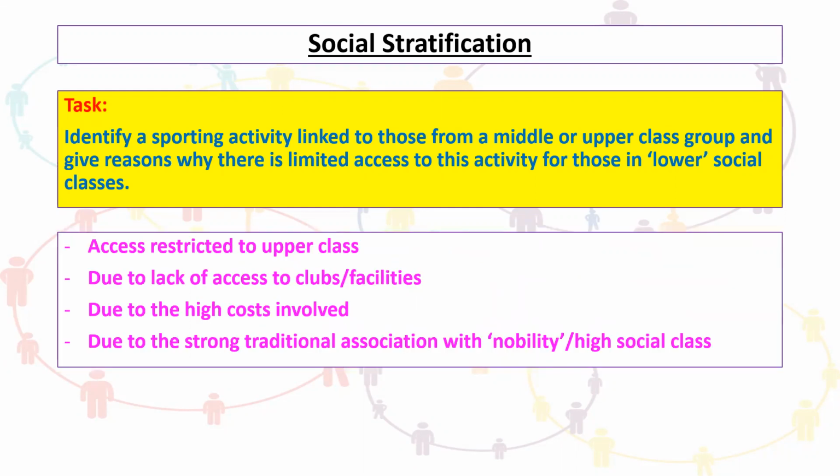Okay, and you should have, amongst other things, this sort of thing. So it's about access being restricted to the upper class, largely to do with finances and money. It's a lack of access to particular clubs and facilities. So whether it's golf clubs, tennis clubs, the membership involved there is quite prohibitive. You have to have a lot of money. It's not something that you can just rock up and engage in. As I said, the cost is significant.